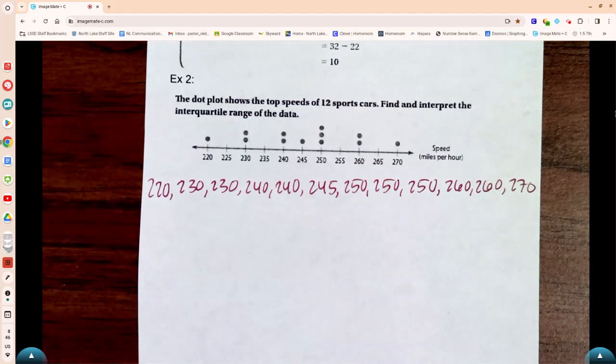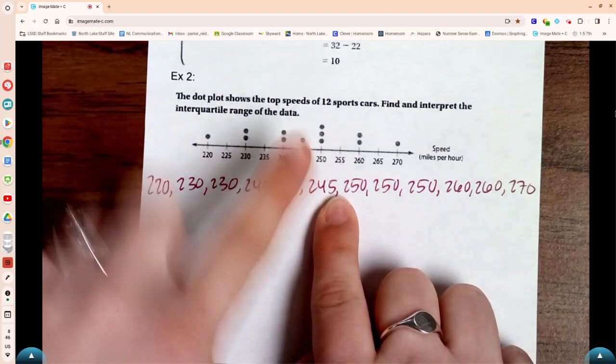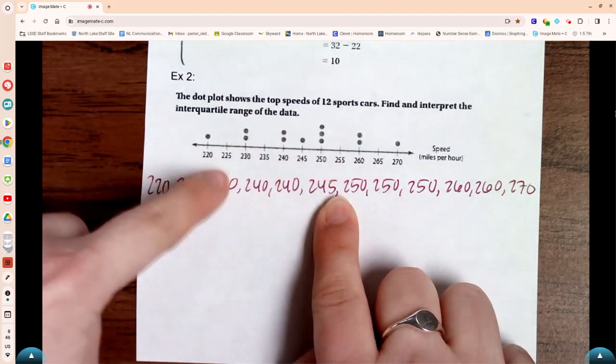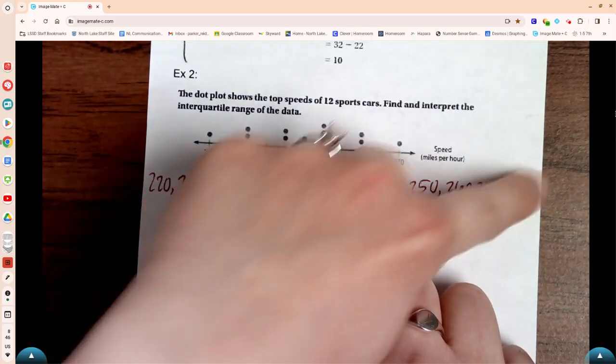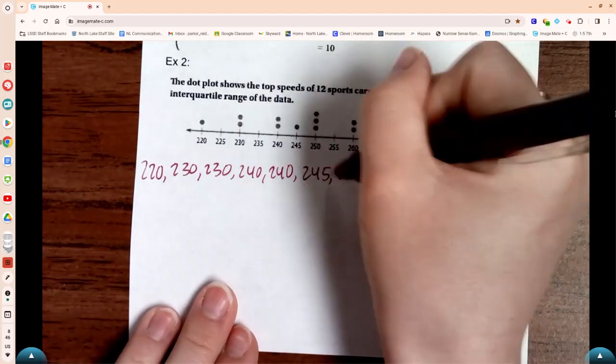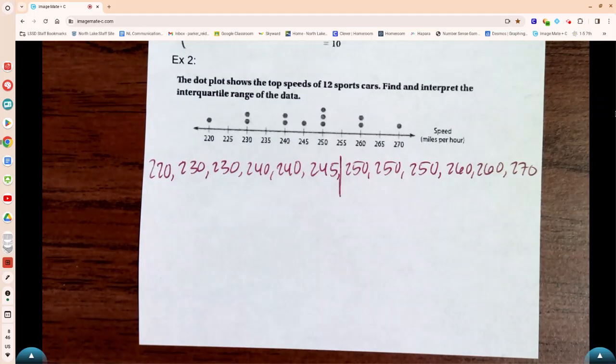Kaden? 45, 50. Because if we go in between those, 1, 2, 3, 4, 5, 6 on this side, 1, 2, 3, 4, 5, 6 on that side. So the median is going to fall between those two.